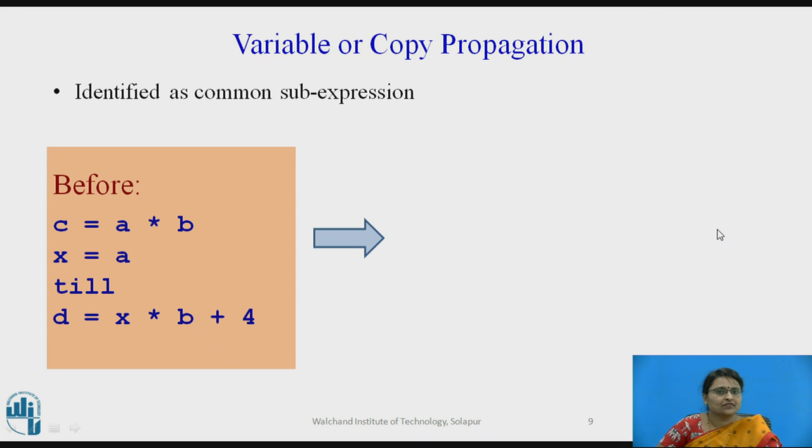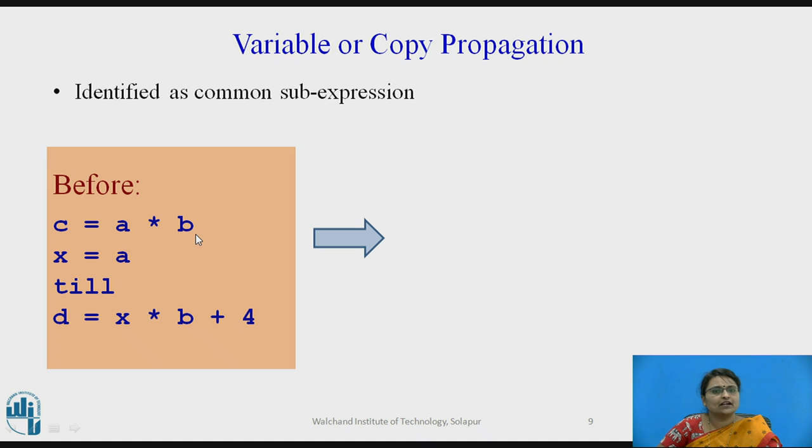Let us go to the next one. The next one is variable or copy propagation. We can say this is one form of common sub-expression elimination. So here what happens is it identifies some common sub-expression, and that will be used later. Let us see the example here.